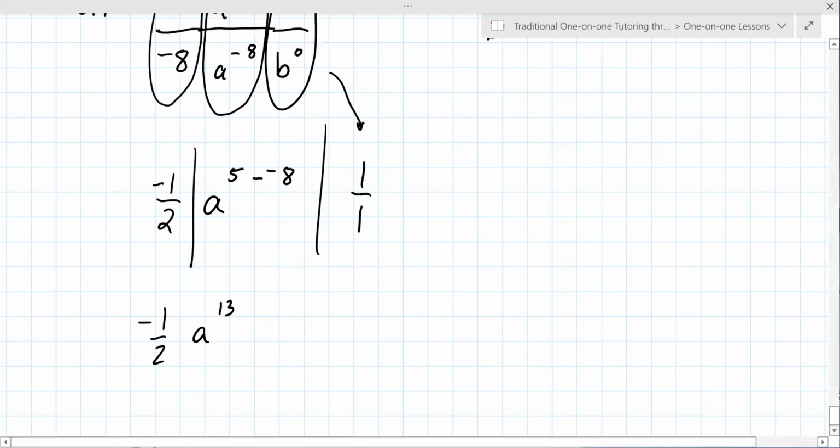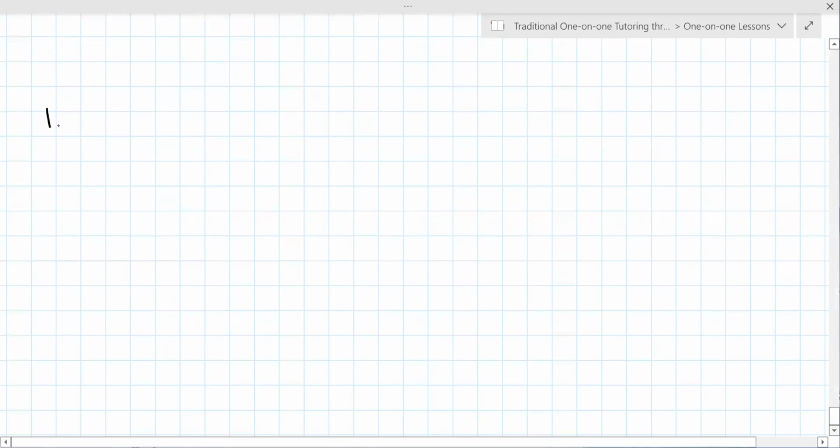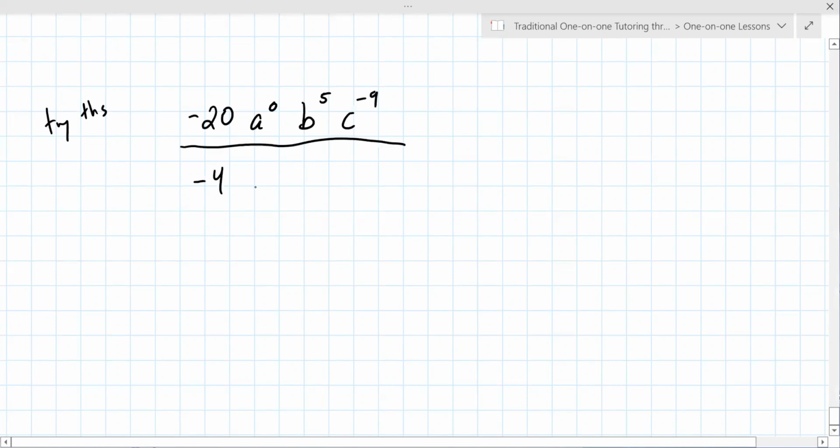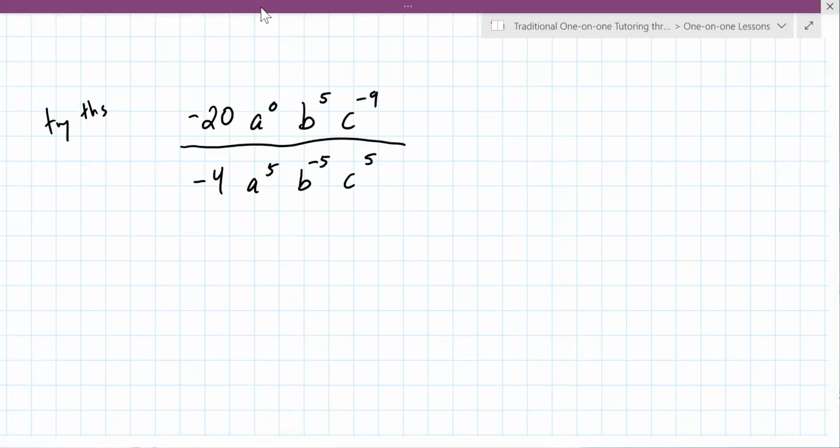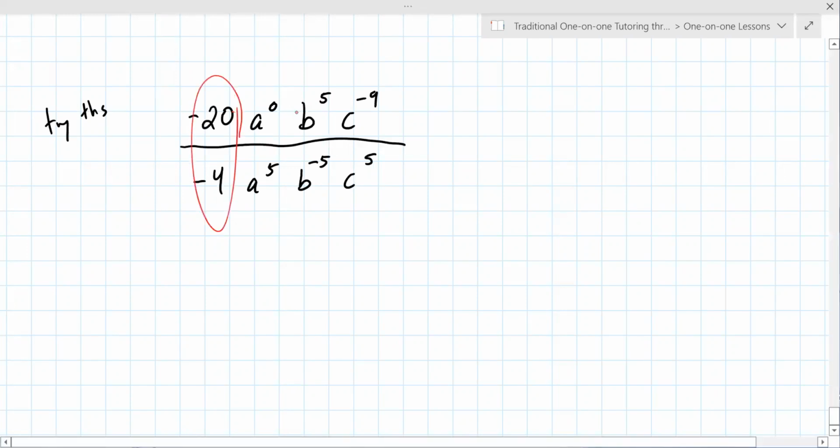Okay, so let me give you one to try here, just a little more difficult, but I'll keep the exponents integers. So let's go -20 up top, a to the 0, b to the 5th, c to the -9, over -4, a to the 5th, b to the -5, and c to the 5th. But you really want to treat this like it's 3 separate problems. Let's give that a try, please.